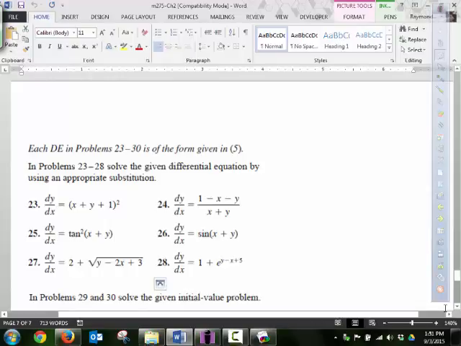Which one should we do? I don't know. They're all easy. Maybe not. 23, I would assume, would be the easiest. Let's do that one.